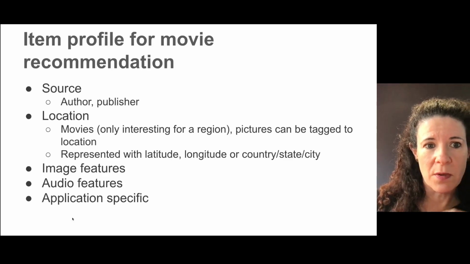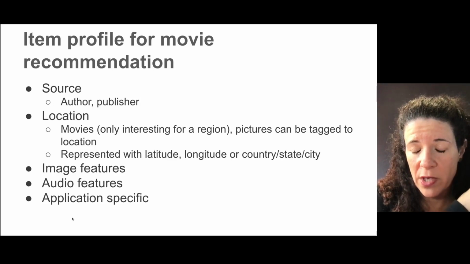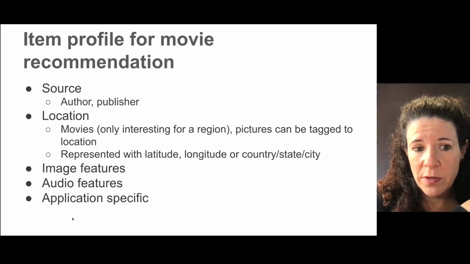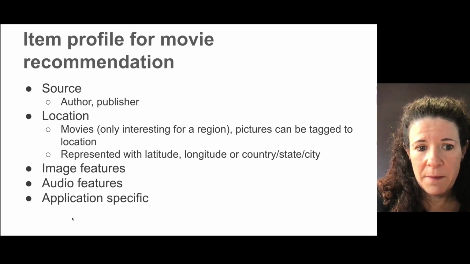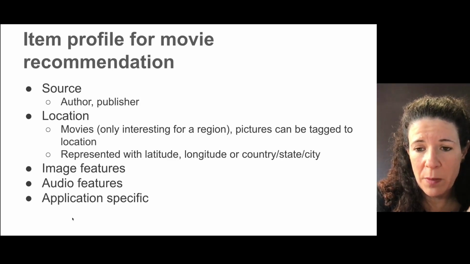So here are some other ideas. You can also think about the location of the movie or the location in which the movie is successful. You can think about image features or audio features, and things like that. So there are many things. Anything that you can compute about an item, in this case a movie, can be thought of as a content feature.